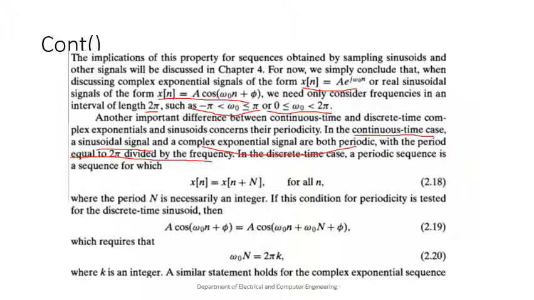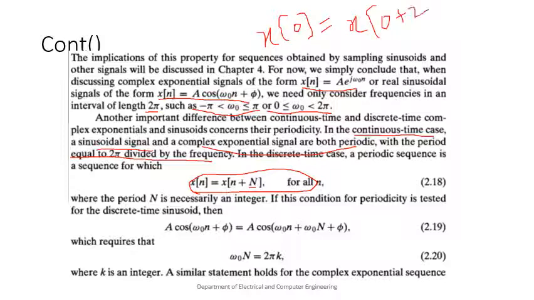must hold this condition, that x of n is equal to x of n plus N, where N is the period. For example, if the period of a signal is 2, then the sample value x of 0 should be equal to x of 2. This statement must hold. This is for a normal sequence, and likewise for a sinusoidal sequence.